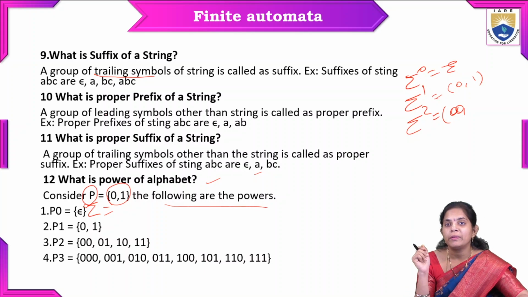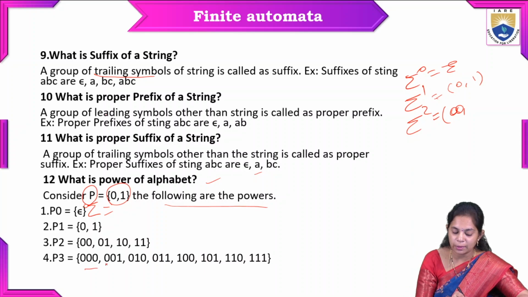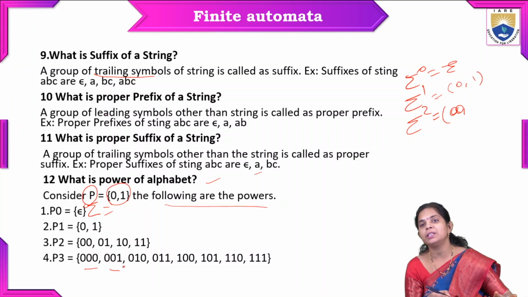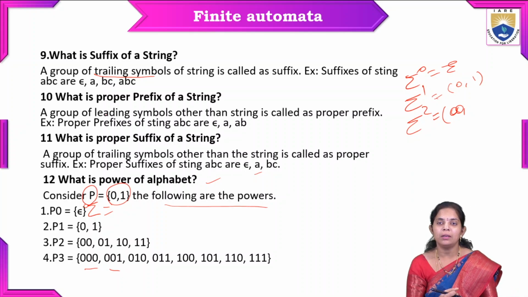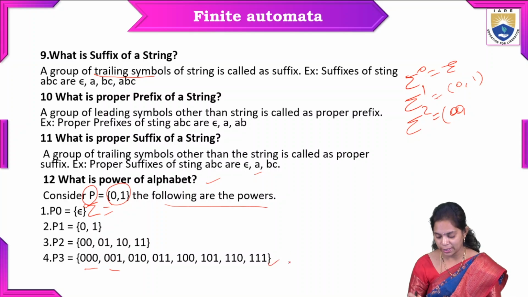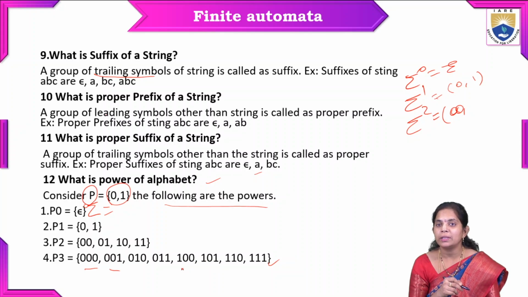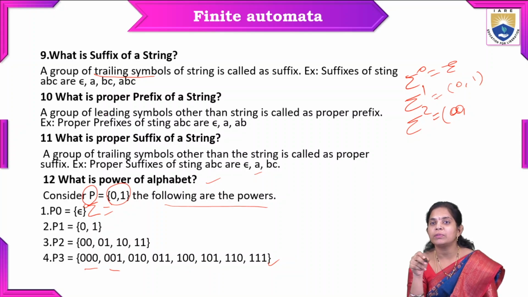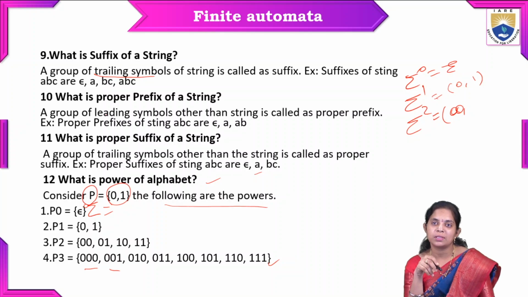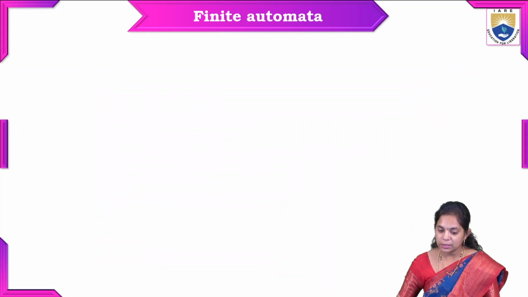And power of 3: what are the possibilities of length 3? We will write the strings like this. So these are all the powers of an alphabet. What is meant by power? Whatever the input symbols are, for those we give the iterations. Whatever the number is, the length of the string is that number. So we have to choose all the possibilities of strings from the input symbols.